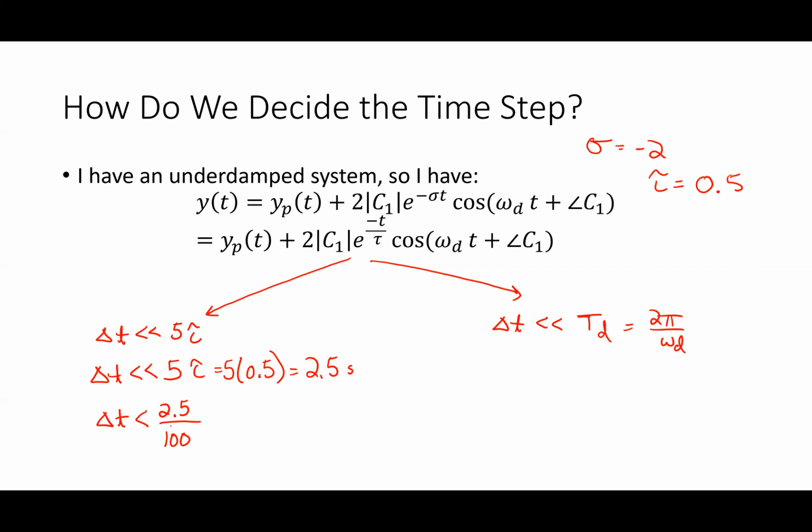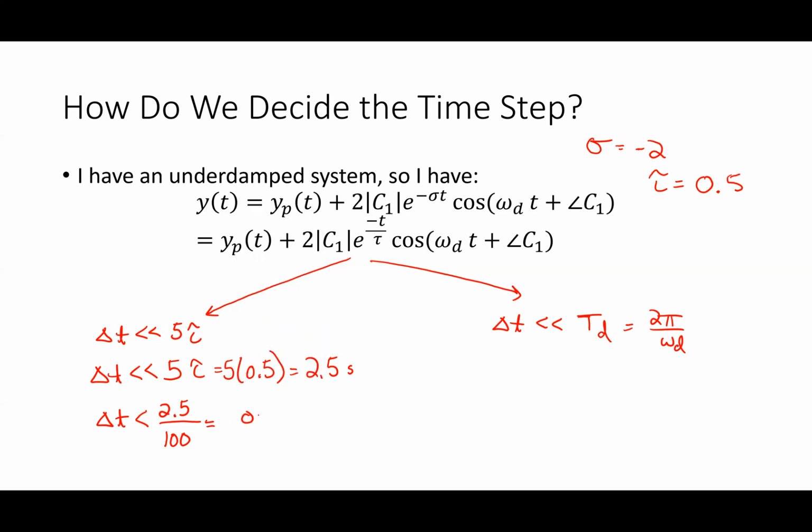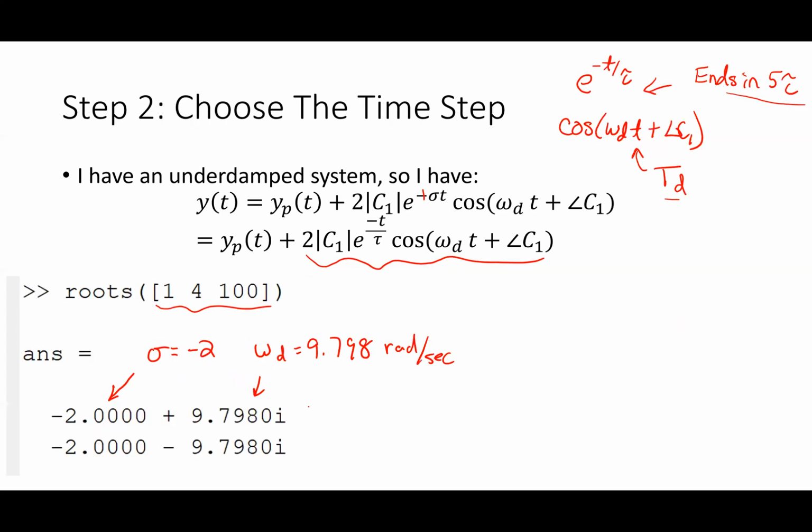Because it's 1% of it. That seems like a small amount, right? There's no exact answer to this, but I could choose it smaller. I could have divided by 1,000, and that would probably work as well. So that would give me 0.025 seconds. So I moved that over a certain amount. Okay. Now, what was my other value? 9.798.